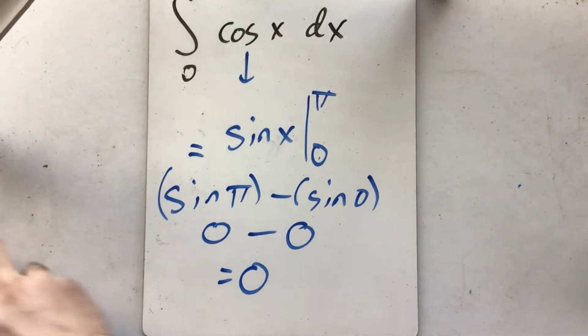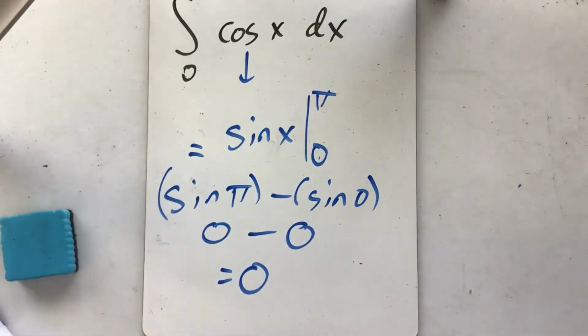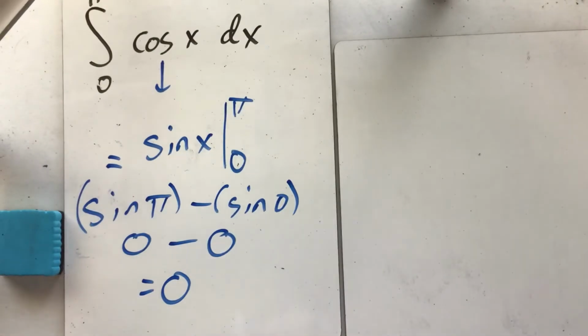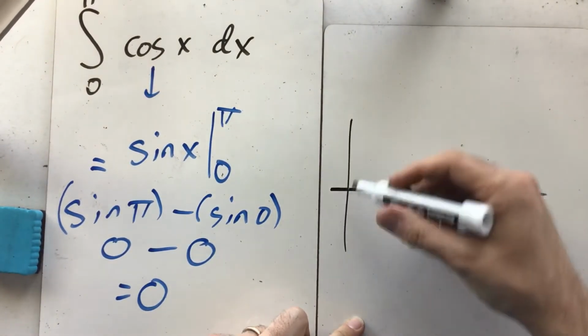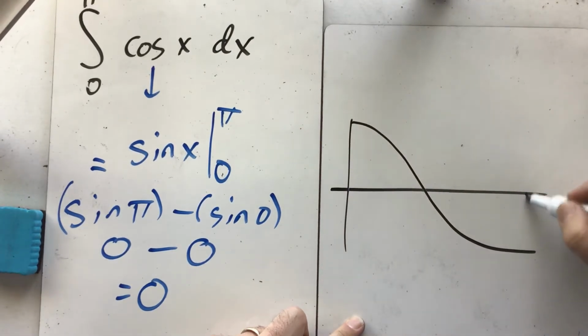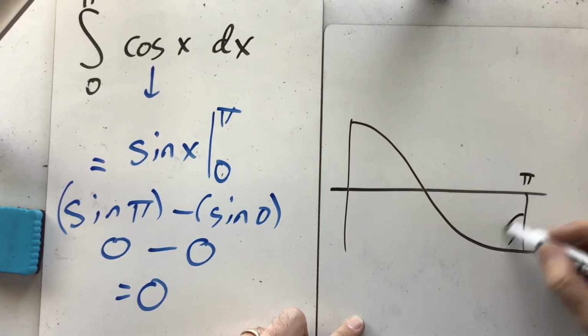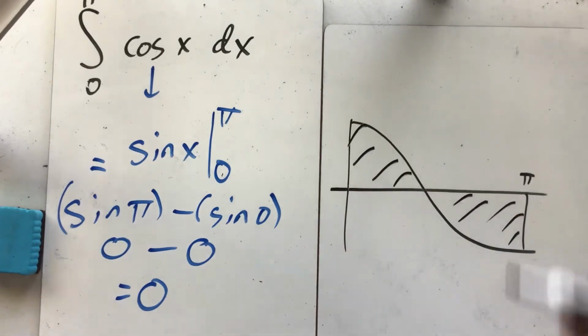Is that a surprise? No, we talked about this a while back. If you remember what cosine looks like, we know that cosine of x has the basic shape that looks like this, where it starts here and comes down here. And so if I put pi right here on my graph, then the negative part and the positive part cancel each other out, and we end up getting 0 for our answer.